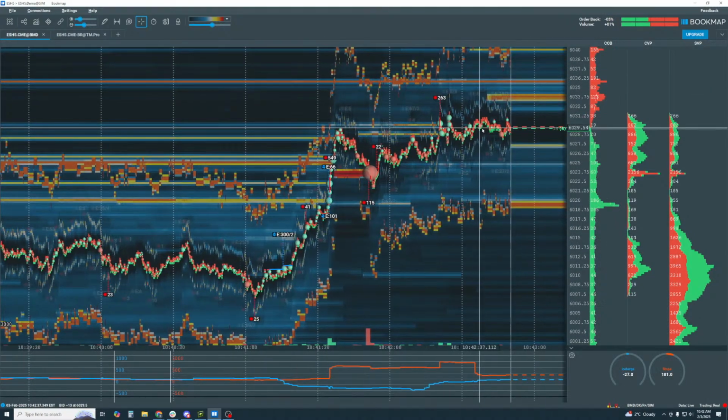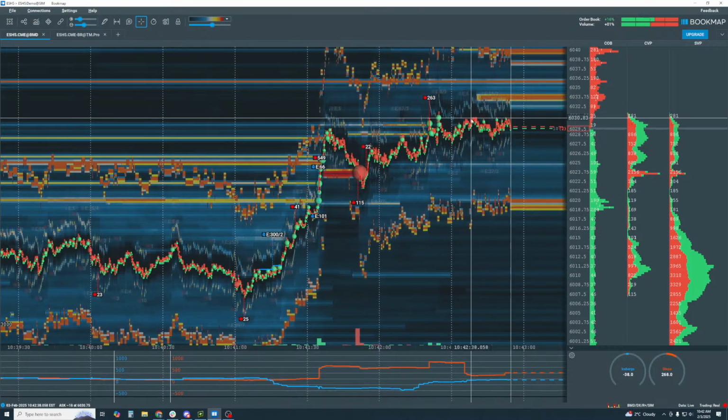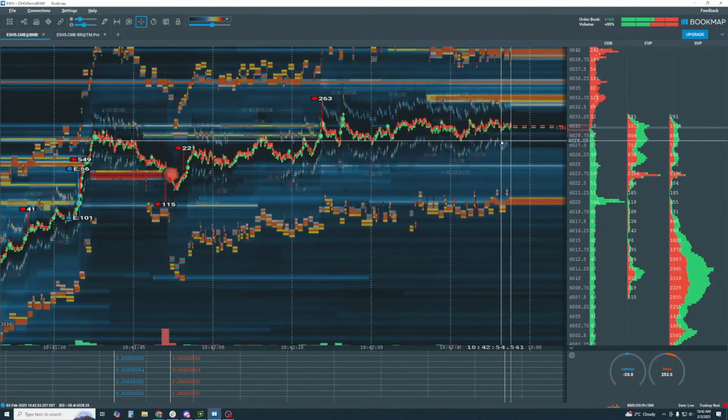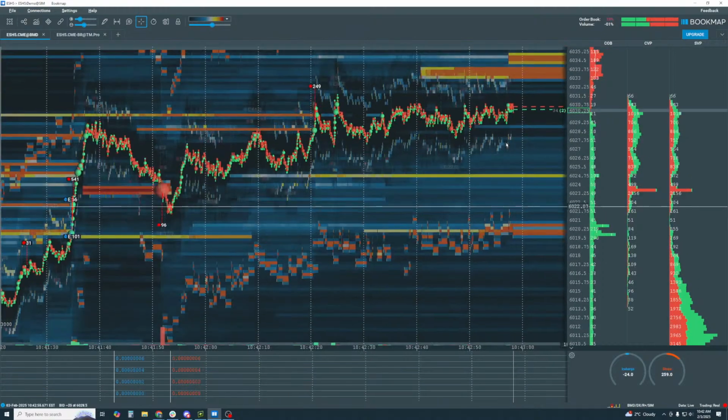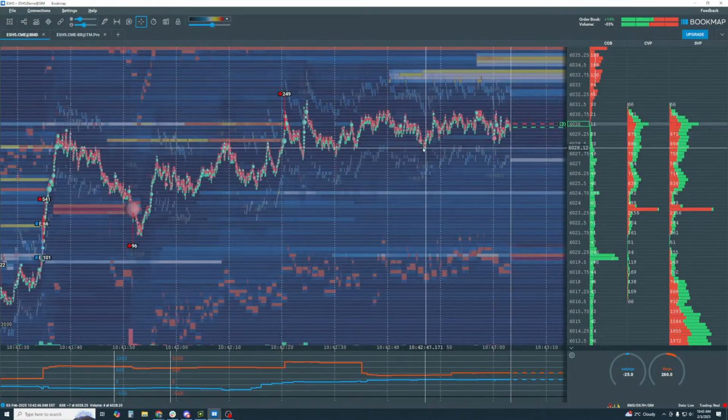Okay, let's see if we can get another move on this top edge here. Okay, now I'm not seeing it. I'm seeing it exhaust out here. So if that is the case, then we're looking for a pullback, maybe down to about this 25 level where we just came from.